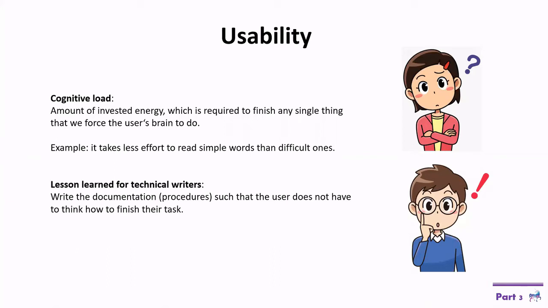While if it's really something that is difficult, then you have to think about it, you have to have the energy to do it, and most likely you don't want to do it, or you don't want to go back to this, or you don't want to repeat it, or you postpone it. So UX design strives to improve this part, and what we can learn from that is to write a procedure in a way that the user really doesn't have to think about how to finish their task.